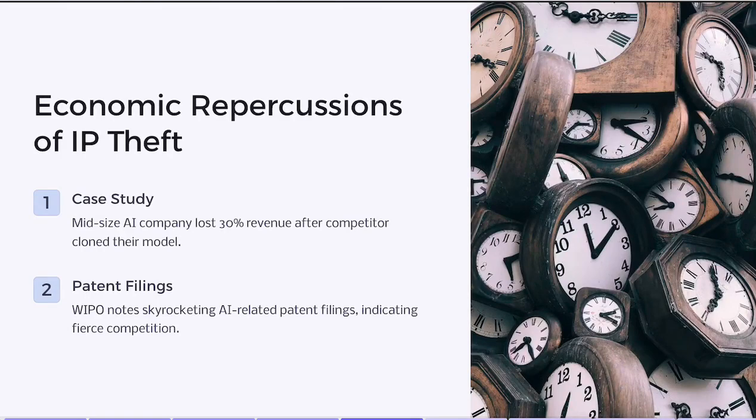Let's look at a quick real-world example. A mid-sized AI company in the financial sector discovered their recommendation model had been cloned by a rogue competitor, causing them to lose significant market share. They claimed up to a 30% revenue drop after the competitor launched an equally accurate service at lower prices. The World Intellectual Property Organization notes that AI-related patent filings are skyrocketing, showcasing how fiercely businesses compete for proprietary AI breakthroughs. This further underscores the need to protect that AI.